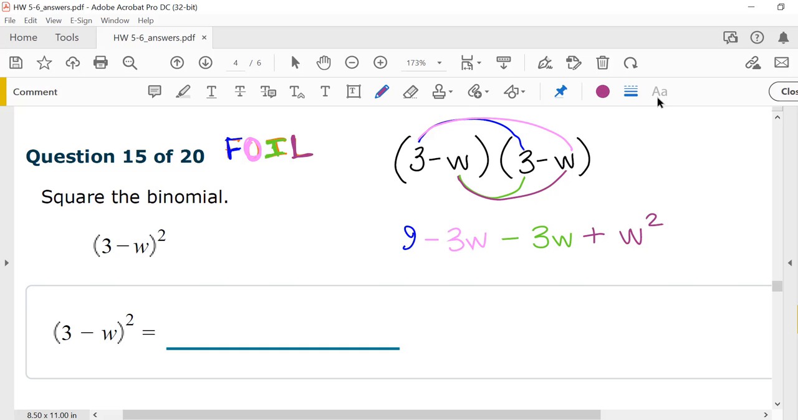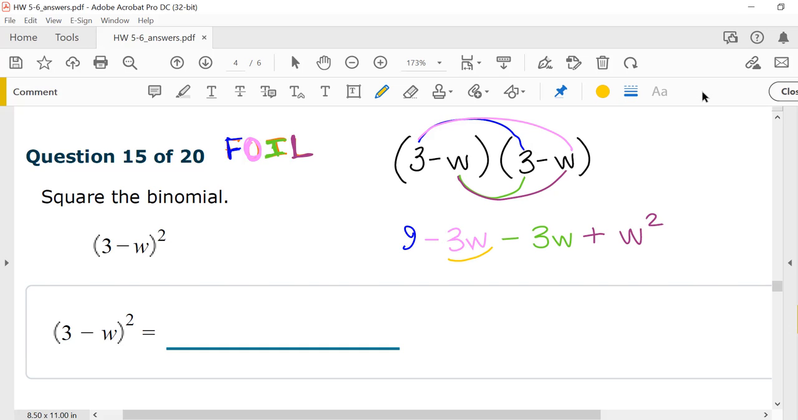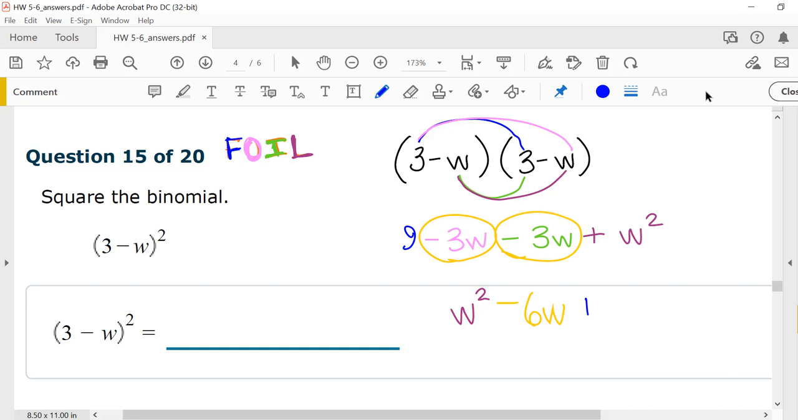Are there any like terms? Yes. Negative 3w minus 3w is negative 6w. Okay, I'm going to write this in the correct order, decreasing order. So I'm going to write the w squared first, minus 6w, and then plus 9.